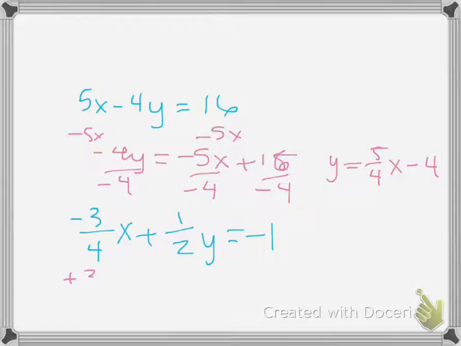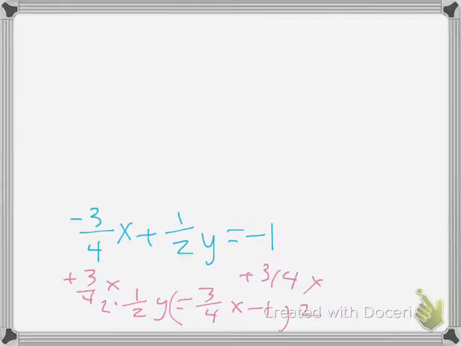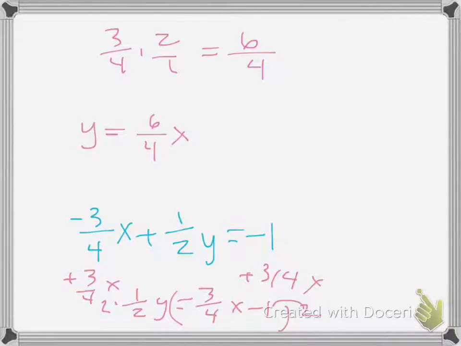This one I need to add 3/4 x first to get that x over. So I have 1/2 y is equal to 3/4 x minus 1, because x comes first. To get rid of 1/2, we multiply everything by 2. I'm going to erase this top stuff so I have some space. So I have y equals, if I do 3/4 times 2 over 1, I get 3 times 2 is 6. 4 times 1 is 4. So I get 6 over 4x. And then we still distribute that 2 to the back end, so minus 2.